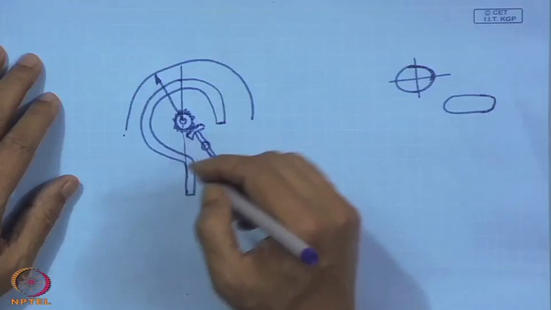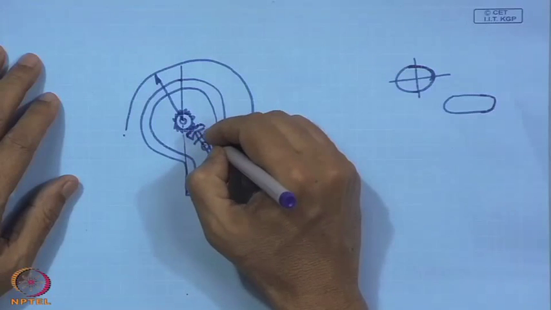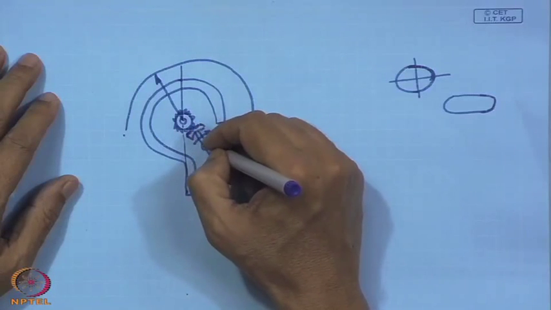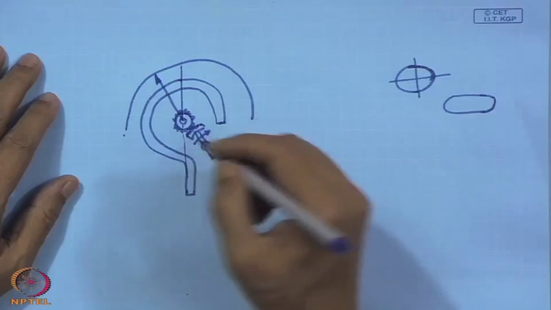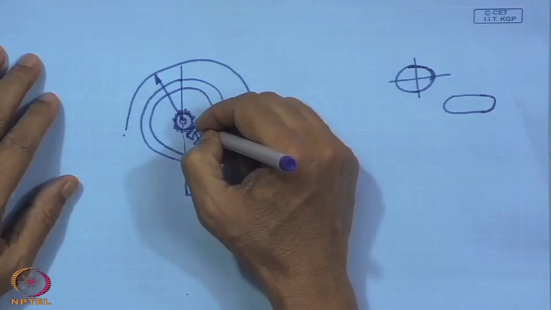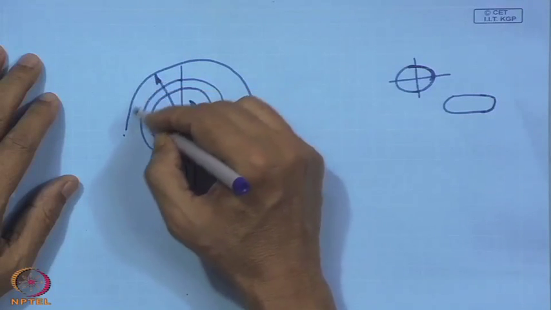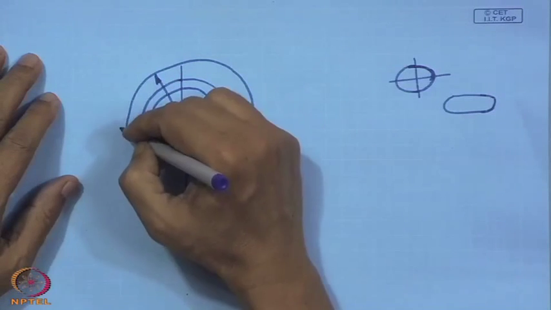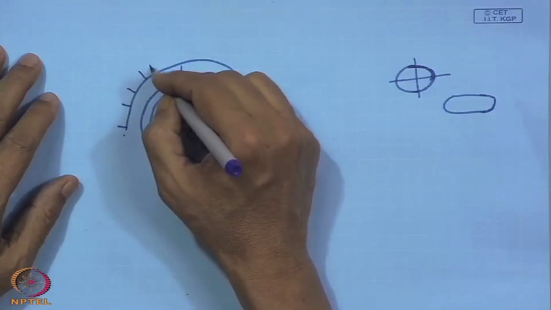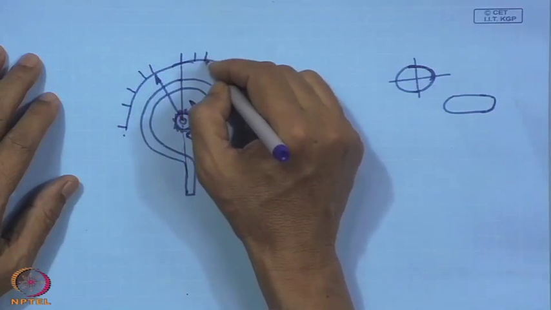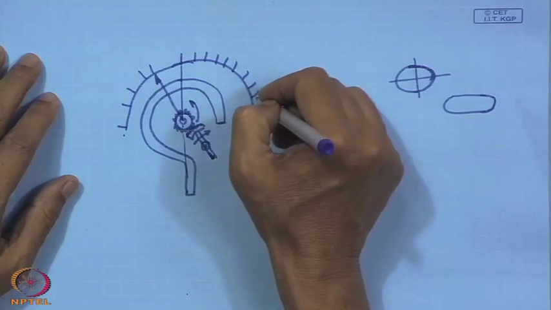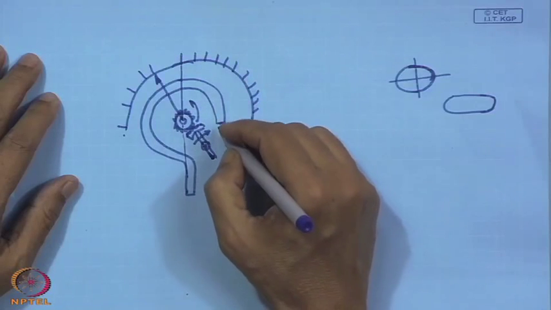So, what happens as it moves on this side: this tooth sector, which is pivoted at this point, will move this thing, and then this pointer will move about this axis. Here, if we have the graduation, it can show the pressure. So, it is the graduation. Now, what happens?